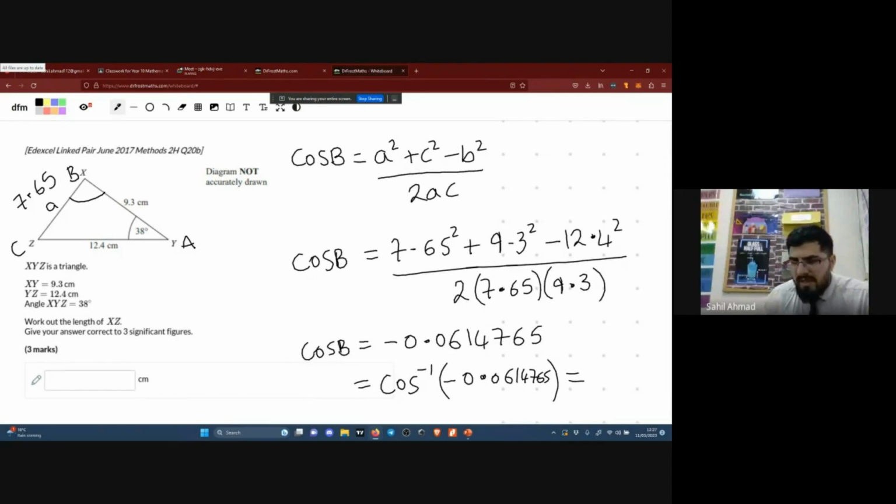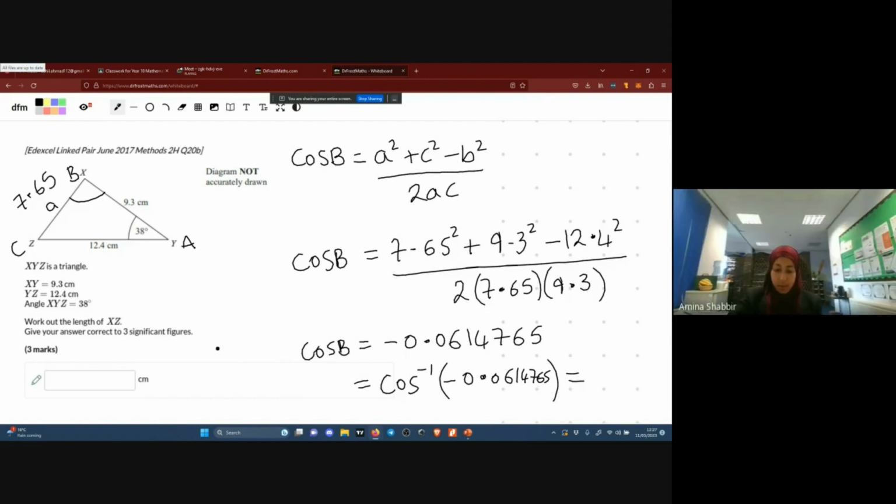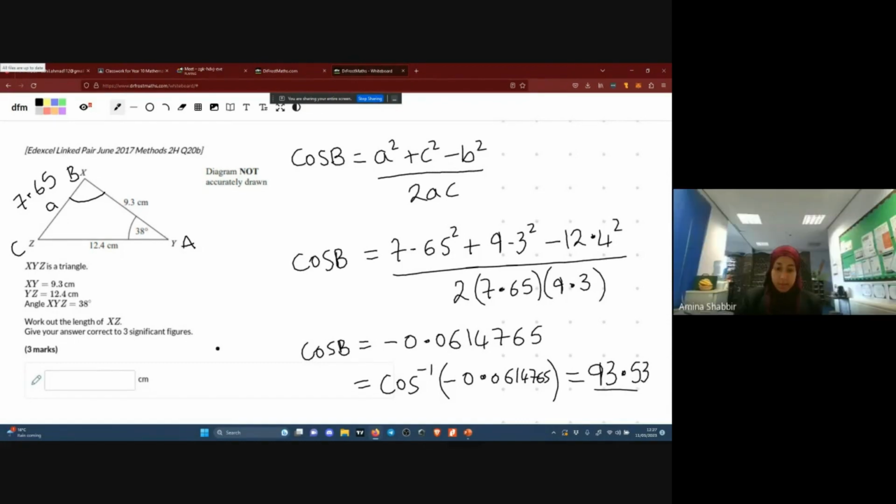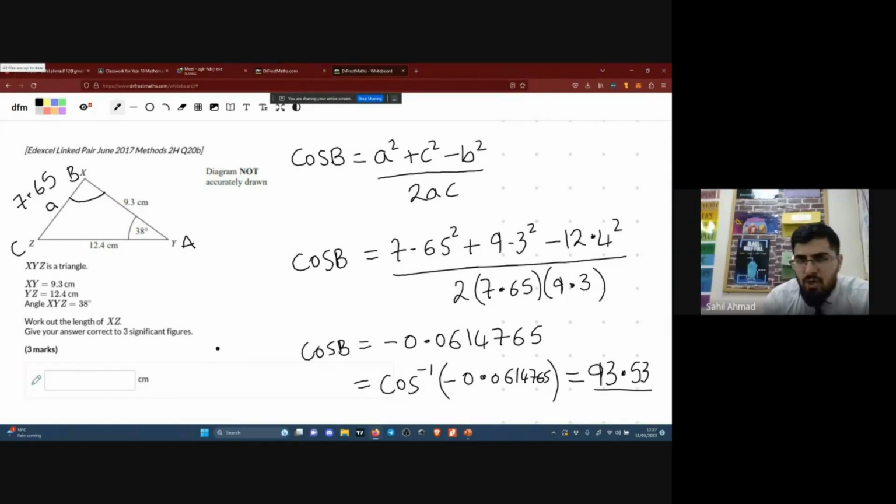So what's the angle then equal to once you calculate all of that, Amina? That's equal to 93.53. There you go. So this angle we've now worked out using the cosine angle formula to be 93.53. You worked out the missing length first, which gave you the length for every single side, and then using that information and the formula for cos B, you managed to work out the angle. So now we've covered both how to work out a missing length and how to work out a missing angle.